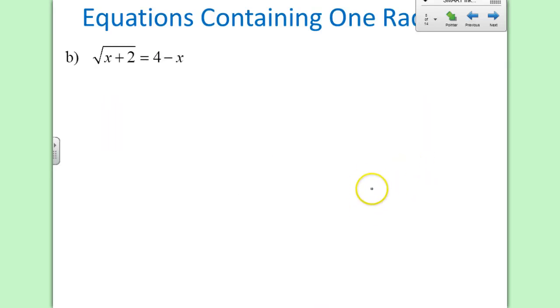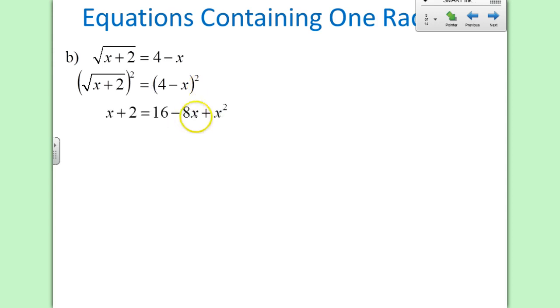Okay. In the next question, again, we have one radical. The radical has been isolated. So what do we do? We square it. Be careful. You have a binomial squared. Don't think that's 16 minus x squared or 16 plus x squared. It's x plus 2. The radical blew up. And 4 minus x squared is 16 minus 8x plus x squared.